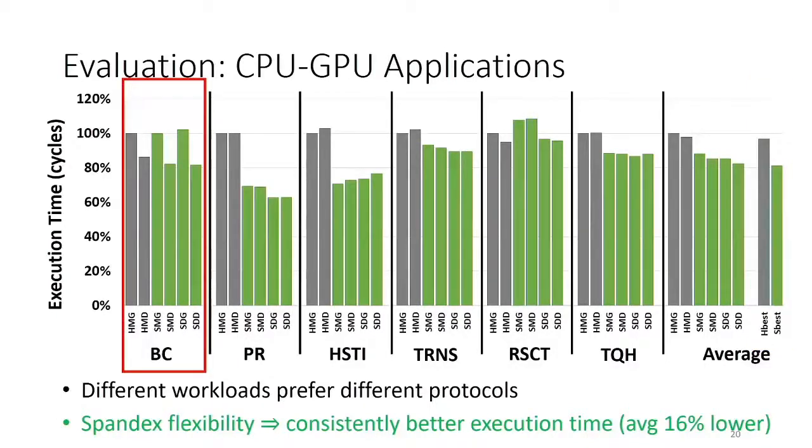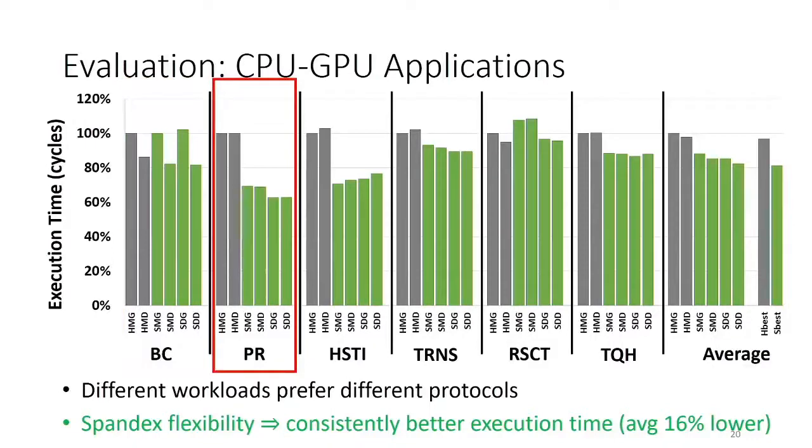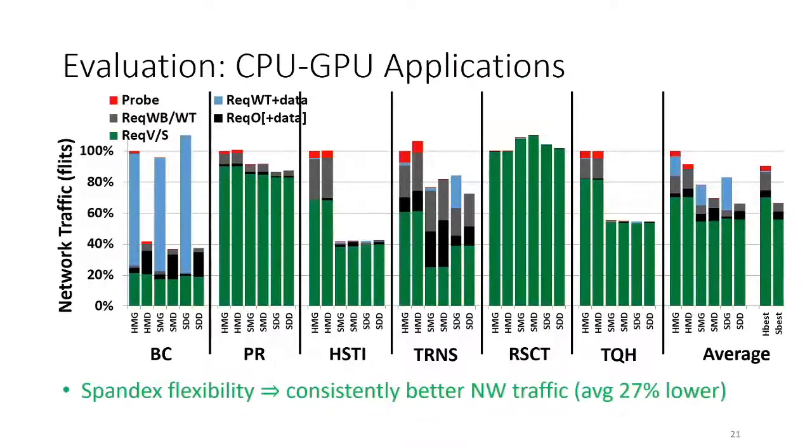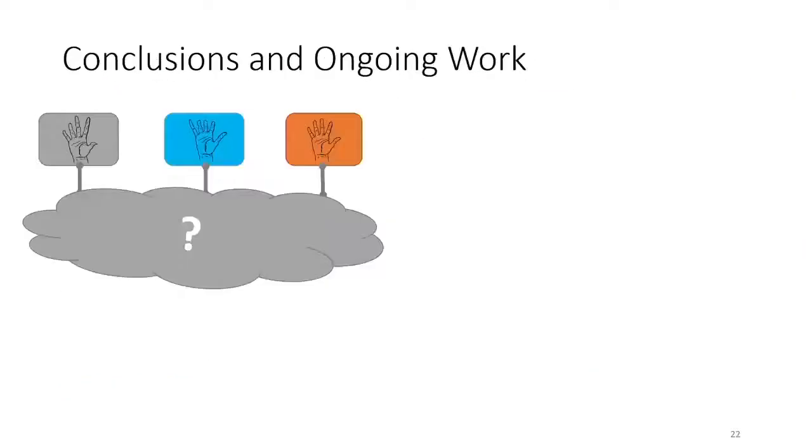Okay, I don't have the time to go through more insight into why we get results like this, but again, the reason is the different workload performance changes. So what this also tells us is that the idea of mixing and matching different protocols is a good one, and that's what we want to do with Spandex next. Okay. So the network traffic, again, is similarly much better with Spandex.